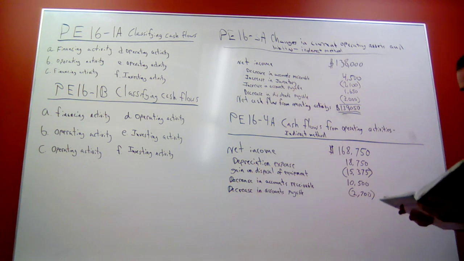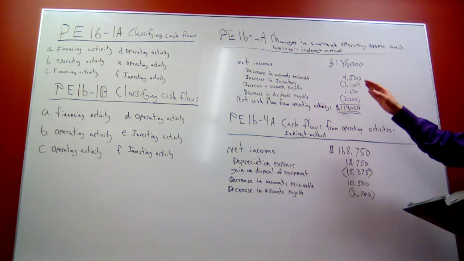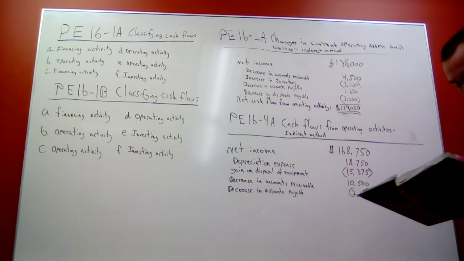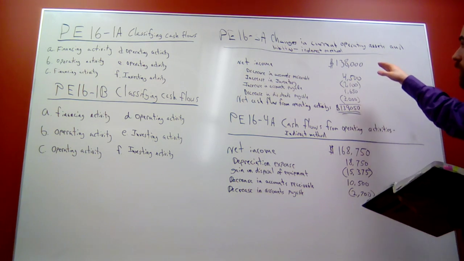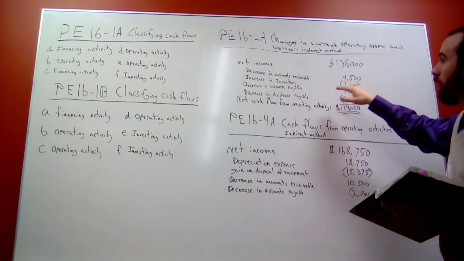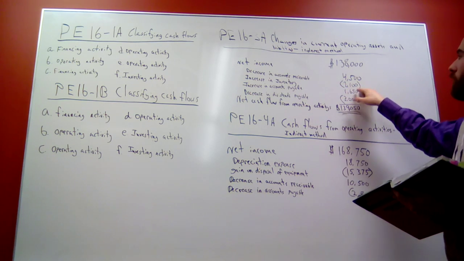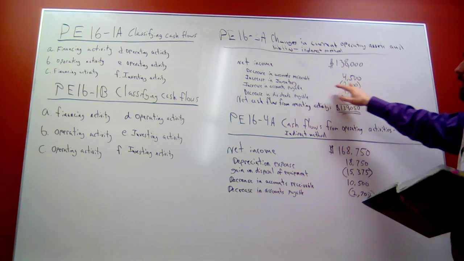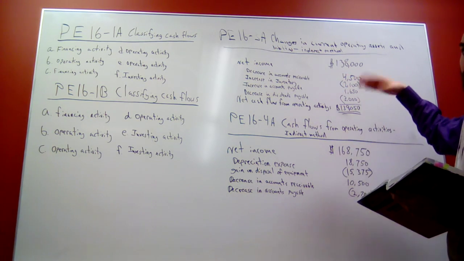All right, 16.3A, changes in current operating assets and liabilities, indirect method. So we have a net income of $138,000. Our accounts receivable decreased, which means we added. The decrease of accounts receivable was 4,500. The increase in inventory was 2,100, which we deduct because it went up.